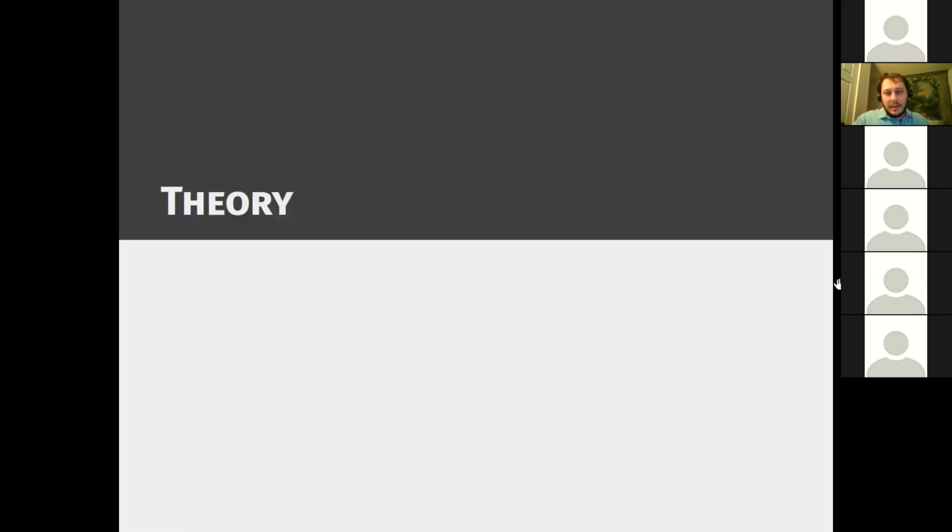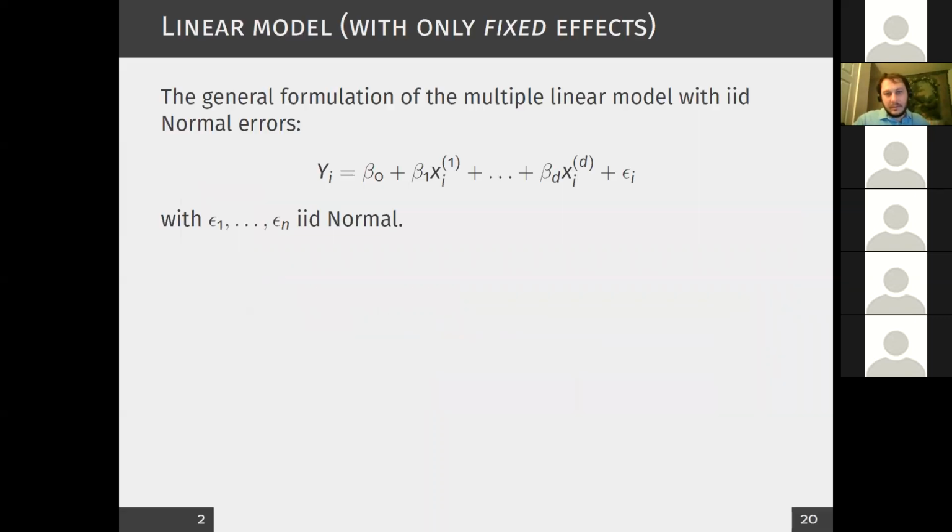All right, so I'll go ahead and get started. Like I said, I think two slides of theory, just to see what the difference is between mixed effects modeling and ordinary linear modeling. So an ordinary, general, multiple linear model would be written typically like this.